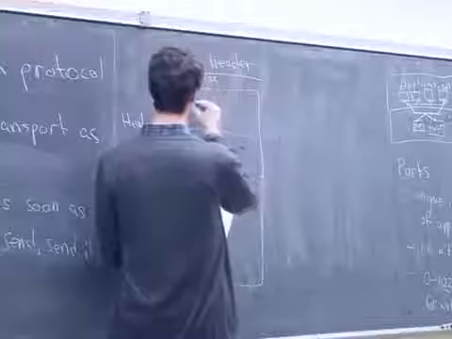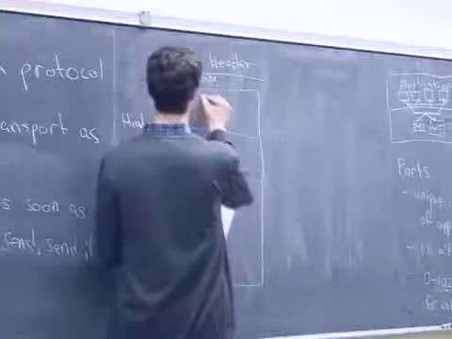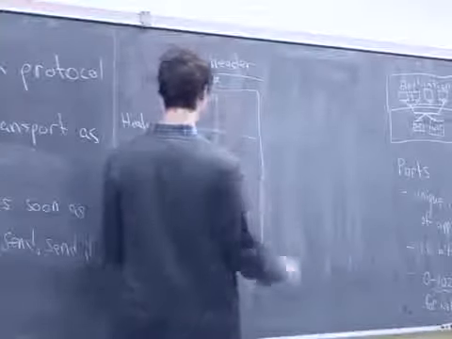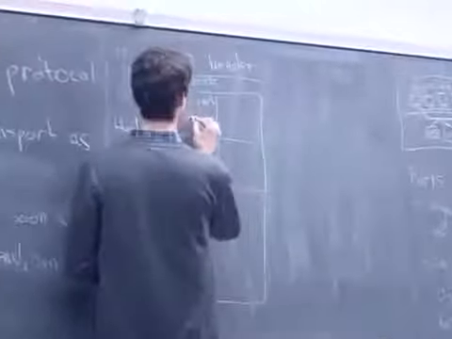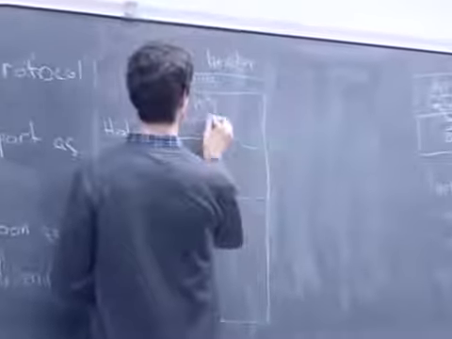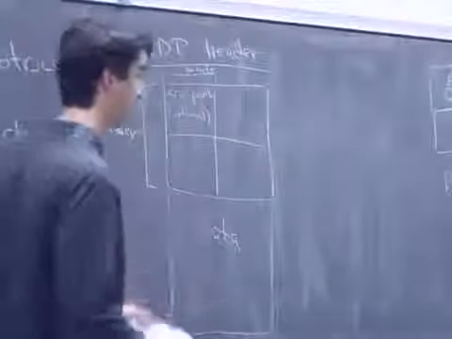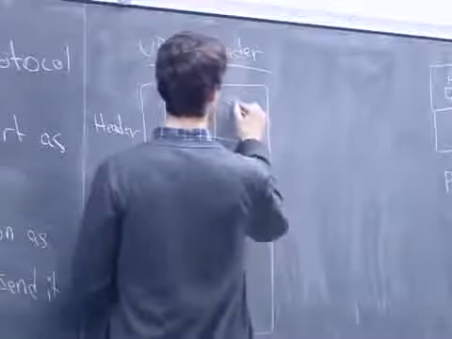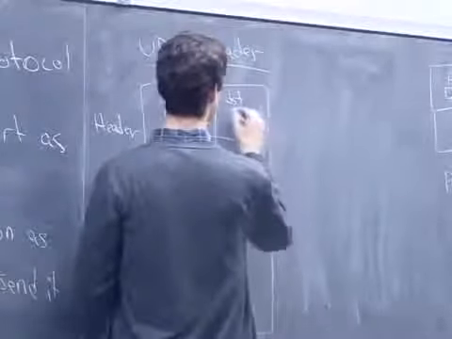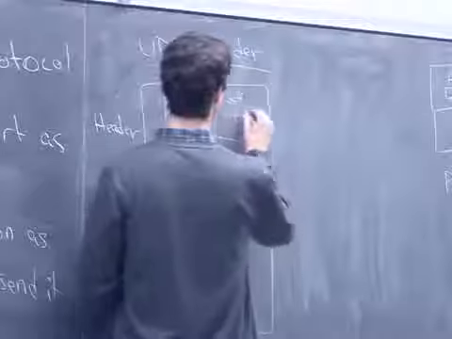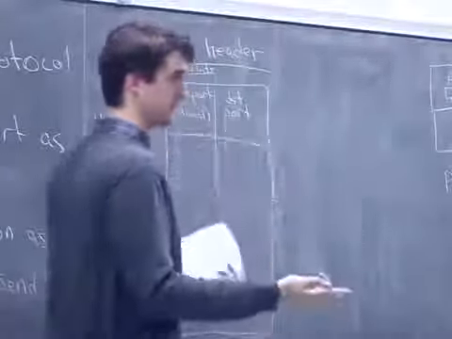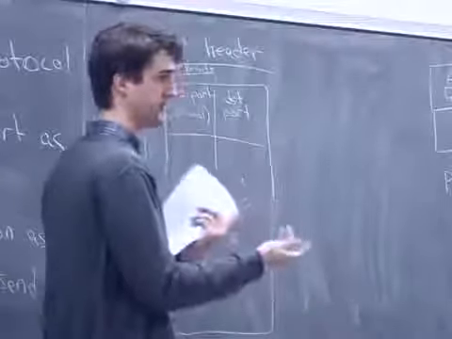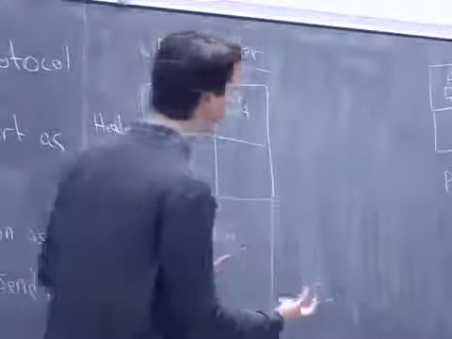So the first field is the source port. And this is actually optional, meaning that if you don't want to, you don't have to include that. Then the next field is the destination port. This is required because the receiver needs to know what port an application is listening on in order to handle the packet.